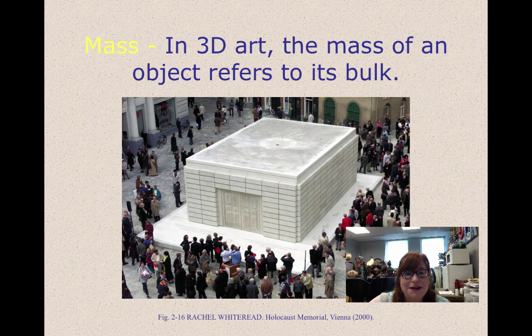And then mass. This is not influenced by Piet Mondrian. We're getting away from that. So here in three-dimensional art, the mass of an object refers to its bulk. And what you're looking at here is a Holocaust memorial in Vienna to the victims of World War II. This is by Rachel Whiteread.